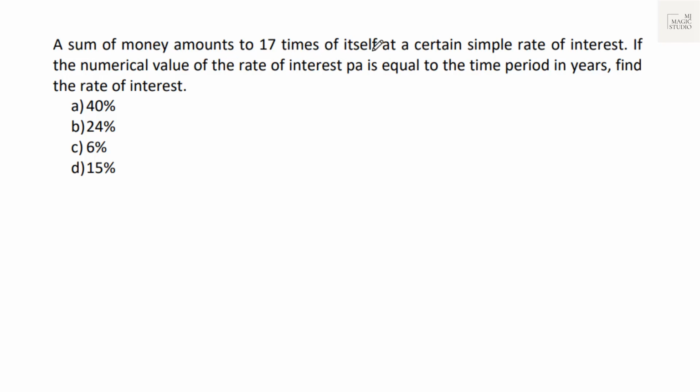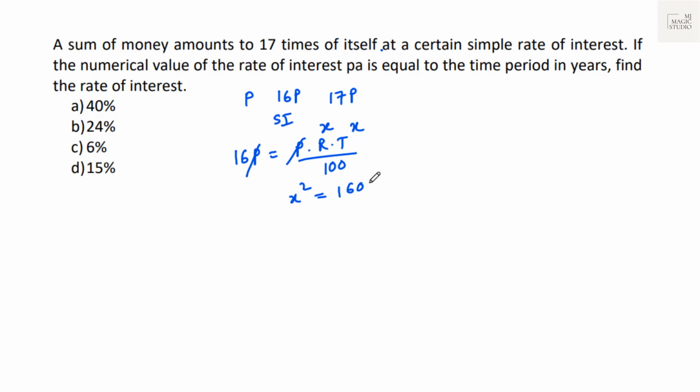A sum of money amounts to 17 times of itself. What does this mean? That if we have invested P, the amount will be 17P. That means the simple interest earned is 17P minus P, that is 16P. Now 16P equals PRT by 100. Cancel P. At a certain simple rate of interest, let it be x. If the numerical value of the rate of interest equals the time period, that means T is also x. That means we are getting x square equals 1600. x equals root over 1600, that is 40.